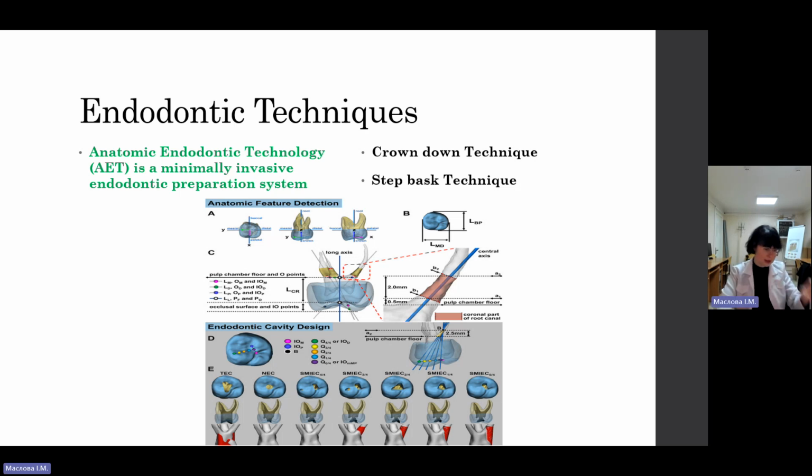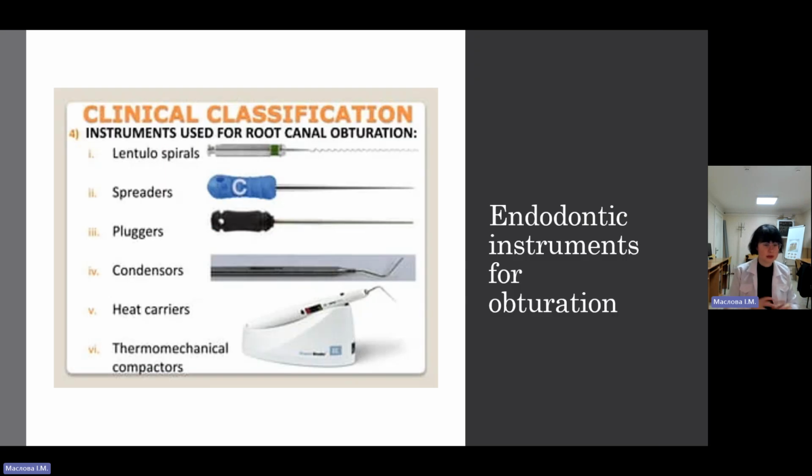the last class of endodontic instruments. It's instruments used for root canal obturation. For these aims, the dentist can use lentulo spirals, spreaders, pluggers, condensers, heat carriers, and thermomechanical compactors.